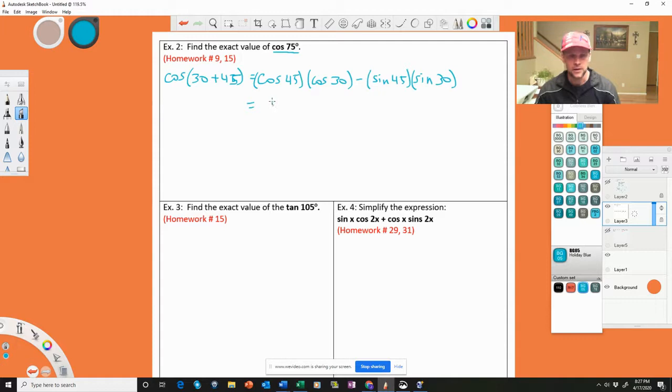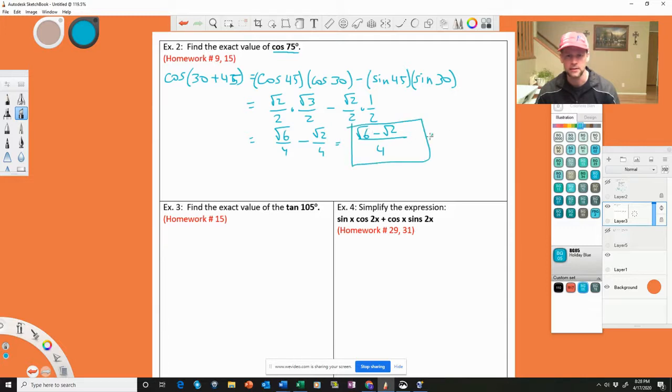So now let's just go ahead and write our exact values. That's root 2 over 2. That's root 3 over 2. That's root 2 over 2. That's 1/2. So the exact value is root 6 over 4 minus root 2 over 4, or root 6 minus root 2 over 4. Wait a minute. That looks very familiar. That's also 0.26-ish.